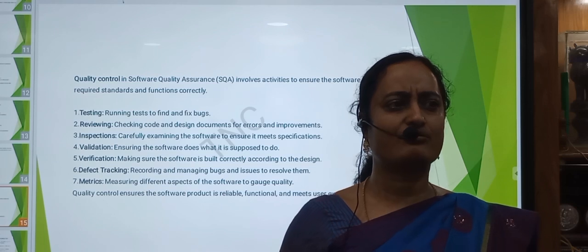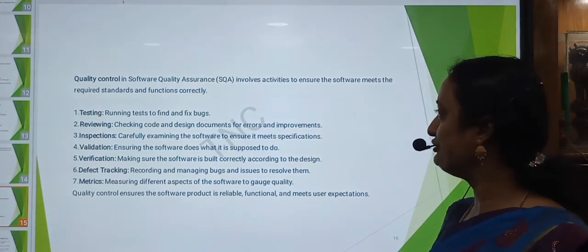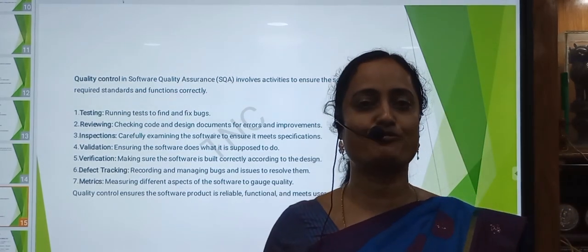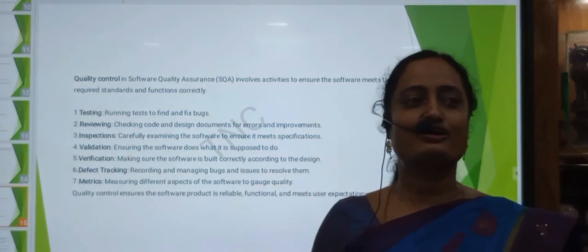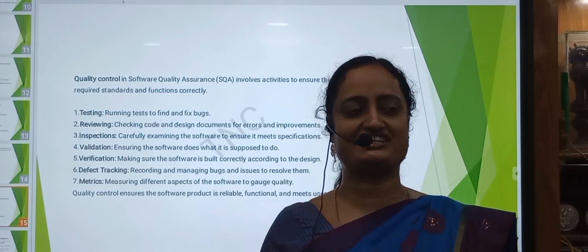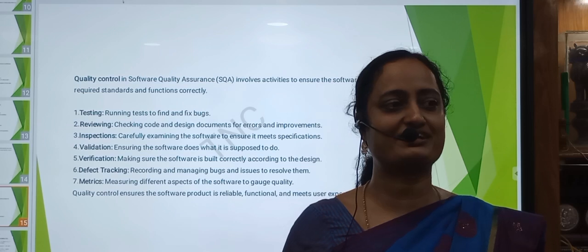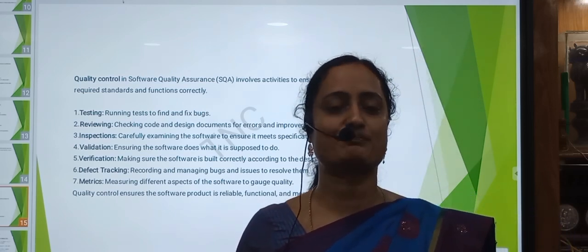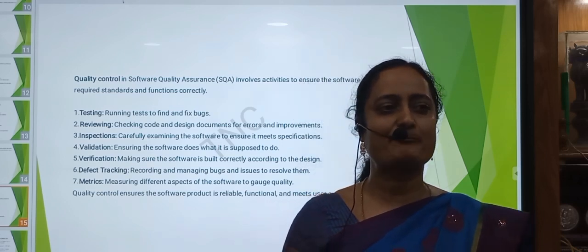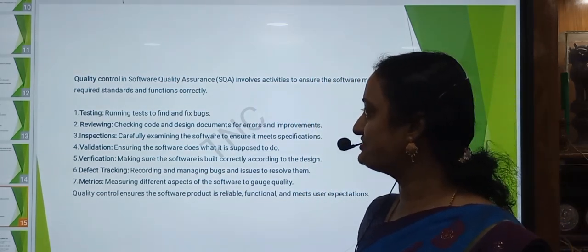Next, reviewing. Once we have written the code, we have to check the code and design documents for errors and improvements. Next, inspection: examining the software to ensure it meets specification. Next, validation and verification. Validation means ensuring the software does what it is supposed to do. Verification means making sure the software is built correctly according to its design.